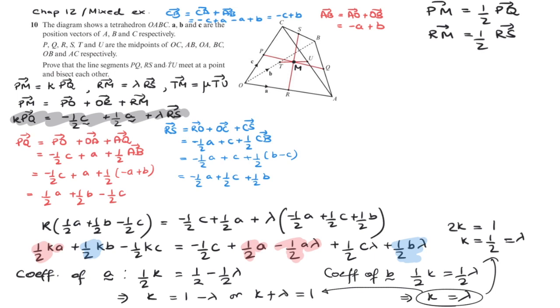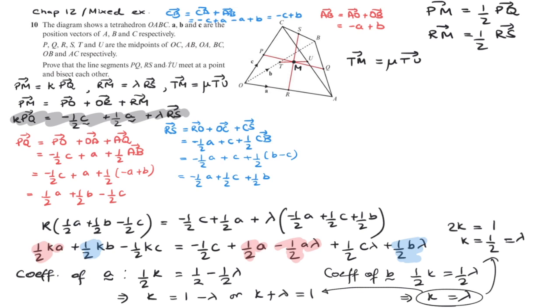Okay, so let's get rid of some of the work, or I'll just leave it there and see if I need to get rid of it. Okay, right, let's stick to black. Right, so we have TM. Now, TM, as we've said, is equal to mu times TU. So I'm going to work out what TM is and what TU is, and then compare the ratios and see what I get for mu.